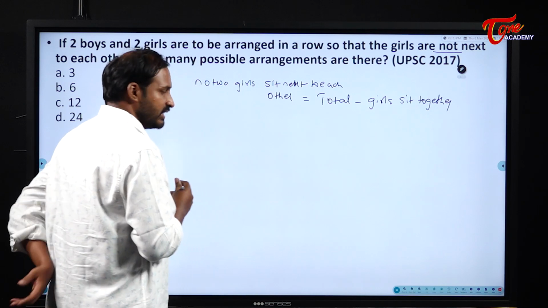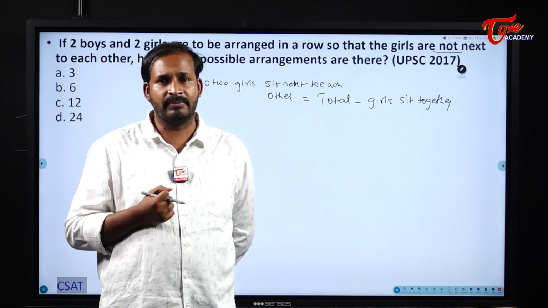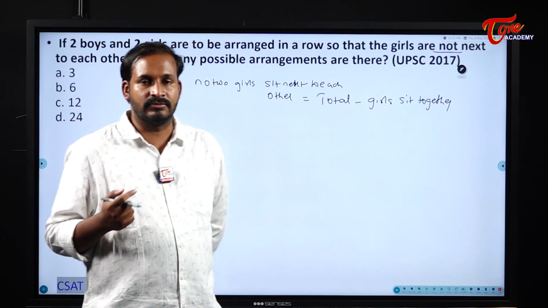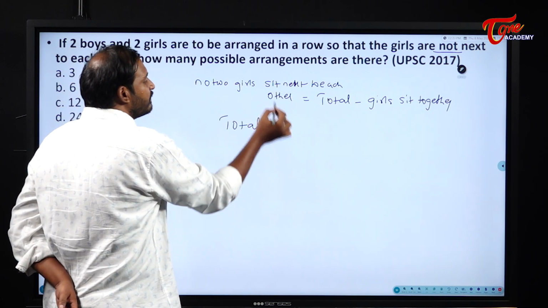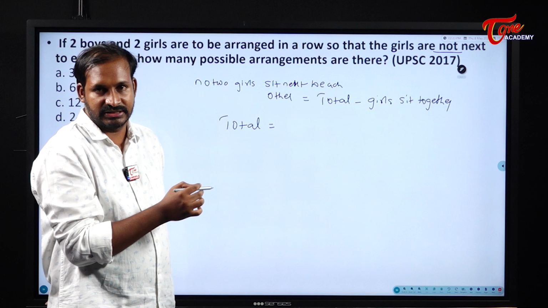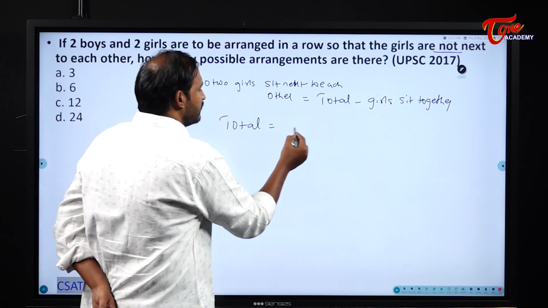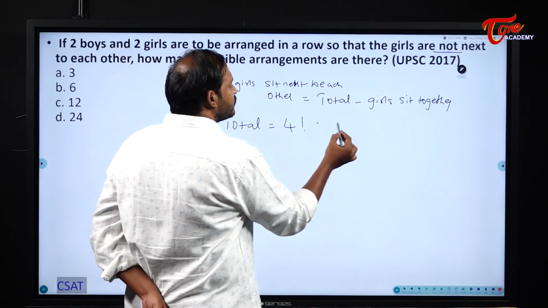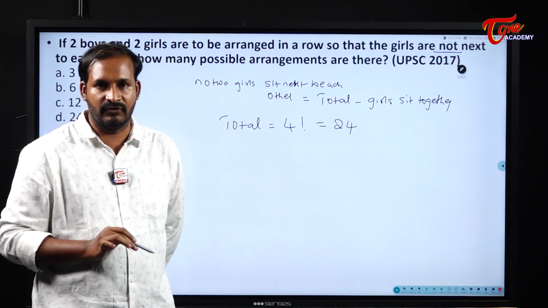If girls sit together, do you remember our permutations, while we solved some type of questions like always vowels come together, always consonants come together? So similarly here also, total number of ways, tell me, total how many people are there? 2 girls and 2 boys. So total 4 persons can be arranged in how many ways? In 4 factorial ways. 4 factorial means total 24 different ways.